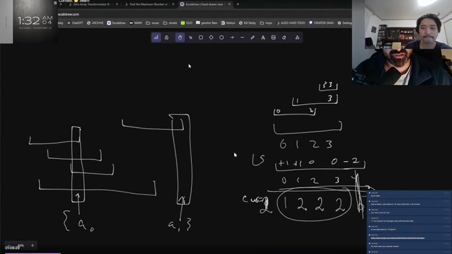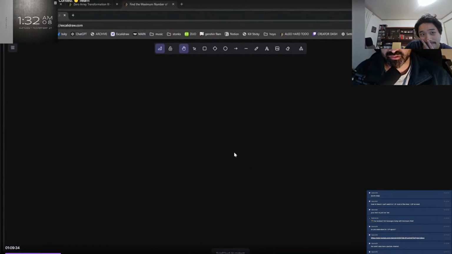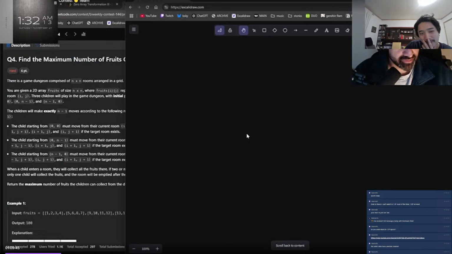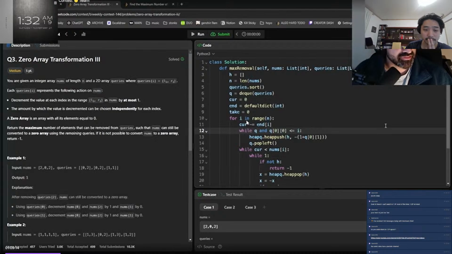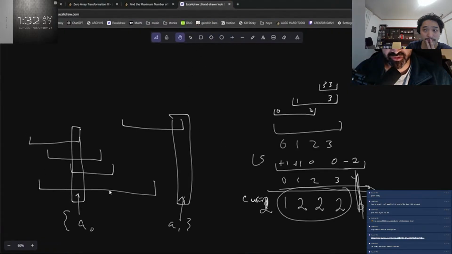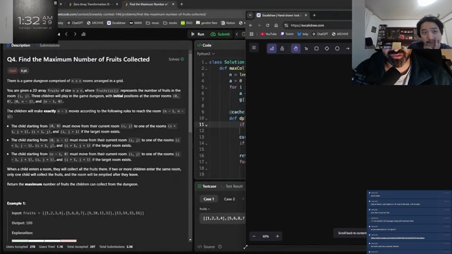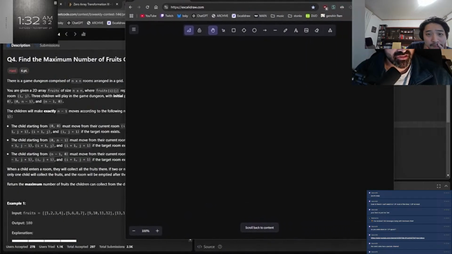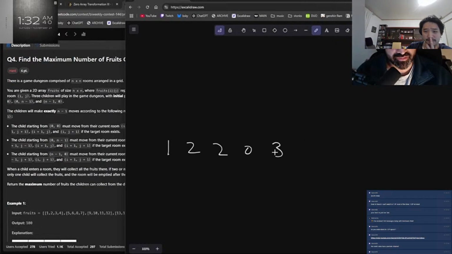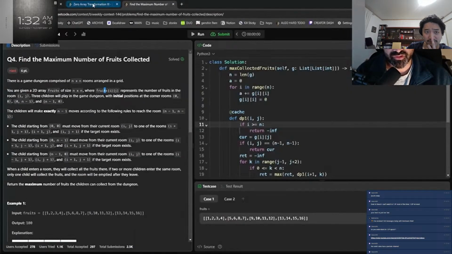The idea, visually, is that this was from the previous problem. No, I think that was from a previous contest or something. Anyway, the idea behind this one, and I think this was probably the hardest question in the contest, is that, say you have 1, 2, 2, 0, 3 or something, and like, oh, wrong problem. This one.